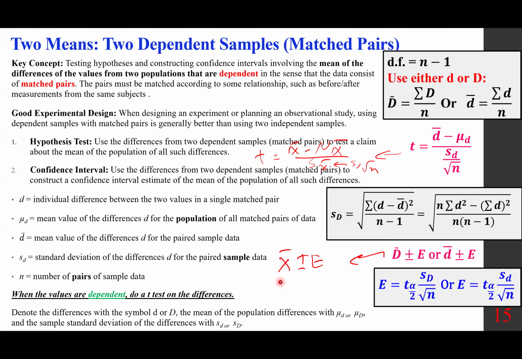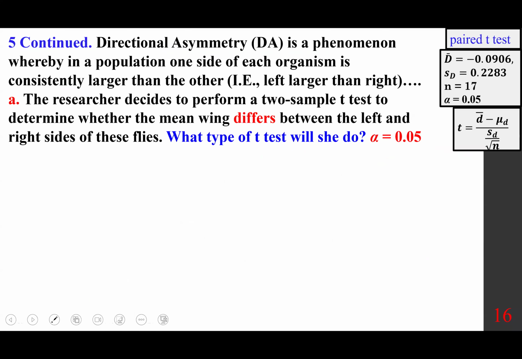So having said that, let's finish the job here. We have this and the information from the previous page. We have the average, we have the standard deviation, we have the size and alpha. So let's do the math. H0: mu sub D equals 0. And H1, whether or not they differ: mu sub D is not equal to 0.